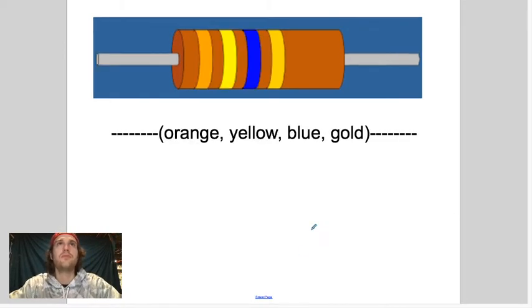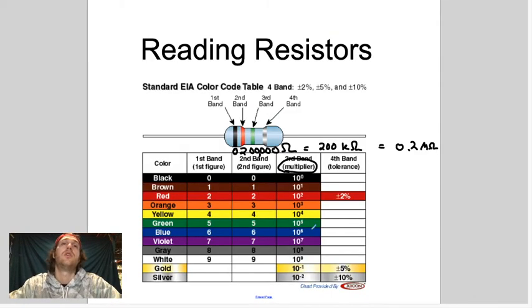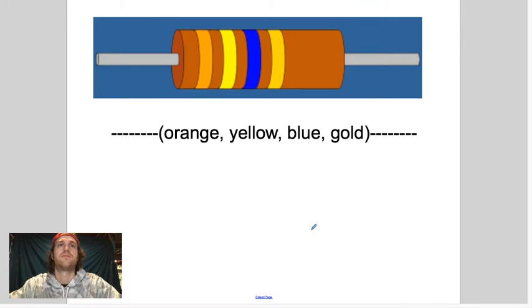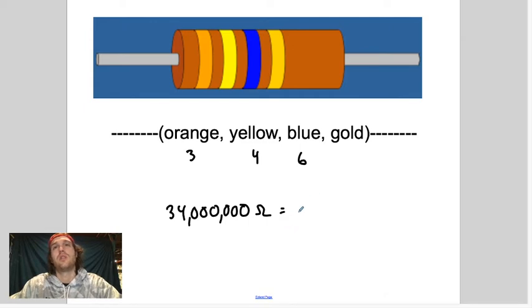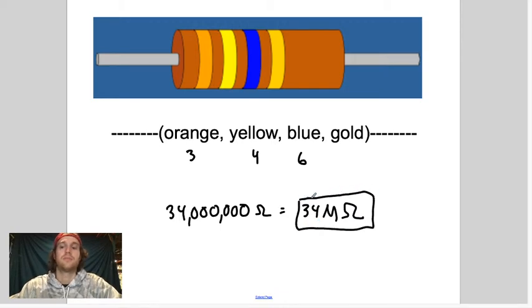Next one. Orange, yellow, blue, and then gold at the end. Orange, yellow, blue. 3, 4, 6. Let's go back. This is 3, 4, 6. So that's 34 with 1, 2, 3, 4, 5, 6 zeros. So it's 34 million ohms, which is 34 mega ohms, or 34,000 kilo ohms, but mega ohms is easier. Okay, next one.